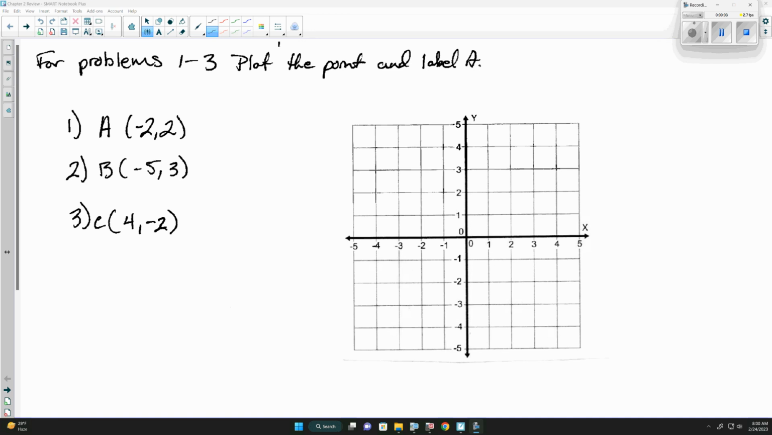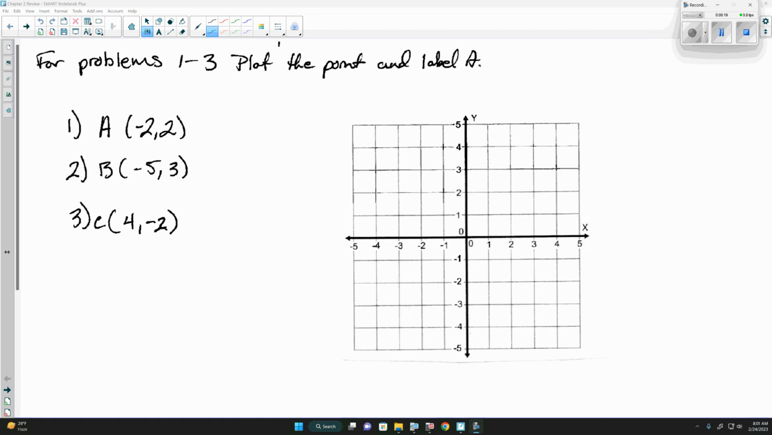So today we are going over, yep. All right. Looking at the review sheet, problems 1 through 3. I hope that we feel comfortable with problems 1 through 3.